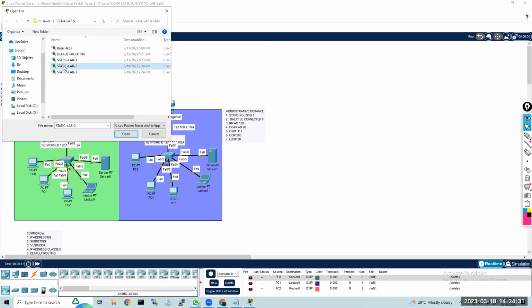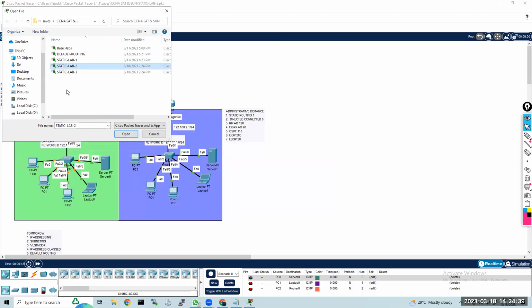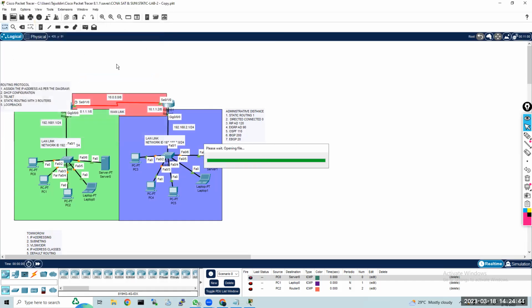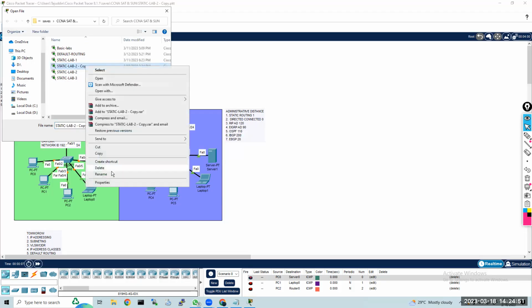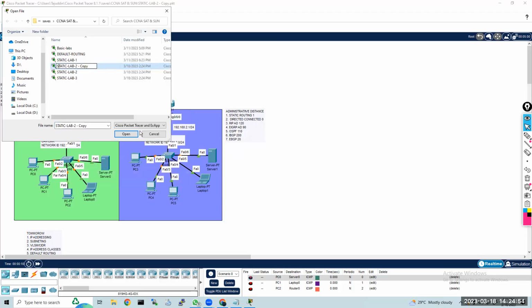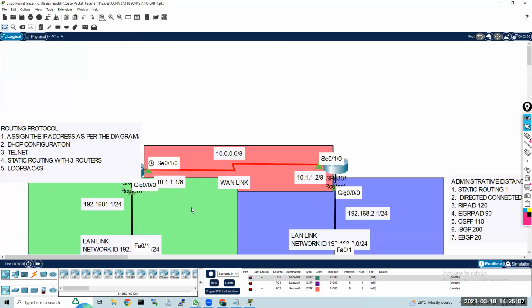Because there is one new guy who has joined today, let me do it right from scratch. I'll copy and paste. So this is our, let me rename this. And this is my static routing lab 4. So this is my static routing 4.